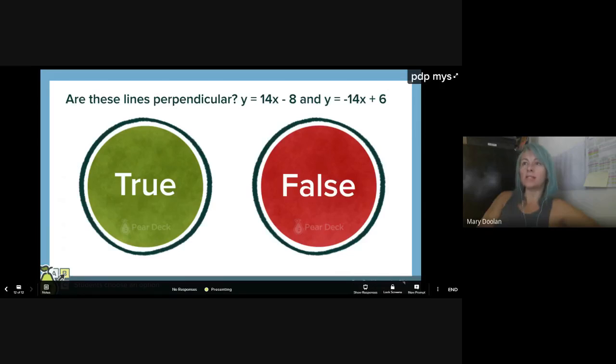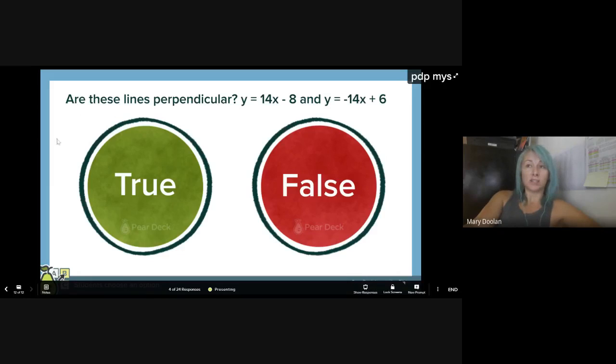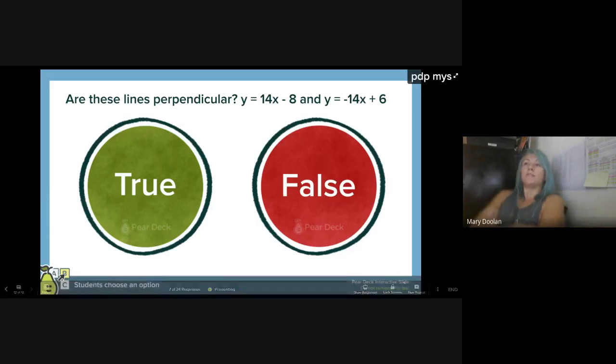All right, here you go. Last question. Are these lines perpendicular? True or false? Wait, I phrased that wrong. If it's a true false question, it should be a statement, not a question. These lines are perpendicular. This is why I teach math and not language arts. So I'm saying the statement is these lines are perpendicular. y equals 14x minus 8 and y equals negative 14x plus 6. Is that true or is that false?